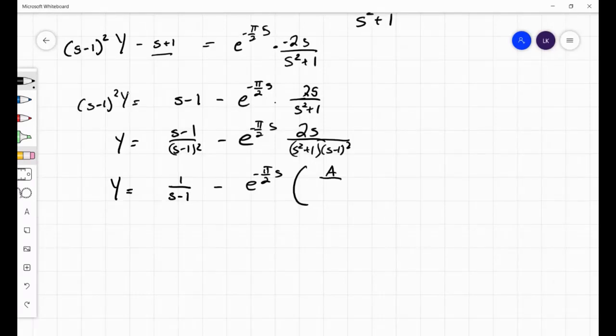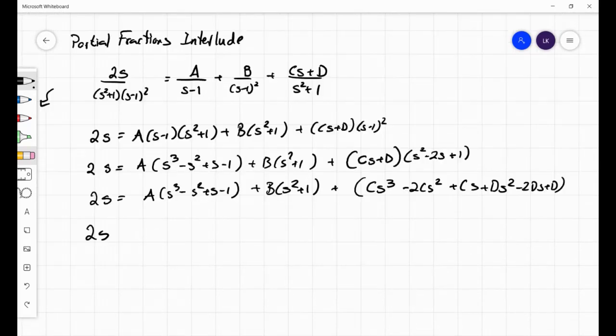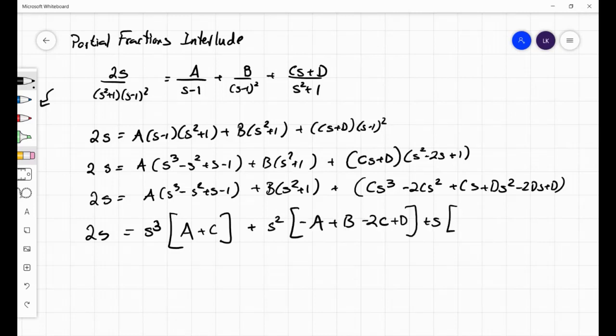Some a over s minus 1 plus b over s minus 1 squared plus some linear factor cs plus d divided by this irreducible quadratic factor. It's a partial fractions interlude, so we want to recover the original rational function. So let's gather the s cubed terms, the s squared terms, the s terms, and the constant terms on the right-hand side.